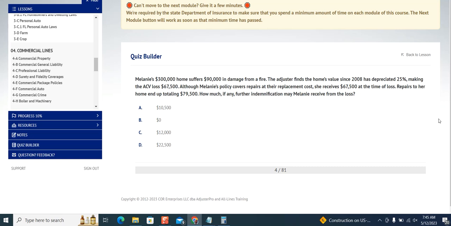Melanie's $300,000 home suffers $90,000 in damage from a fire. Since 2008 the home value has depreciated 25%, making the ACV loss $67,500. Although Melanie's policy covers repairs at their replacement cost, she receives $67,500 at the time of the loss. Repairs to her home end up totaling $79,500. How much, if any, further indemnification may Melanie receive from her loss?